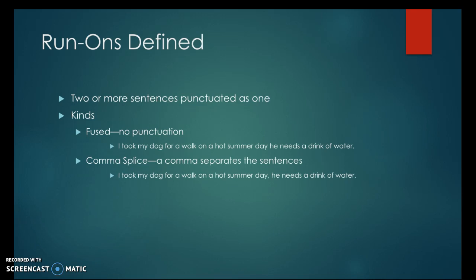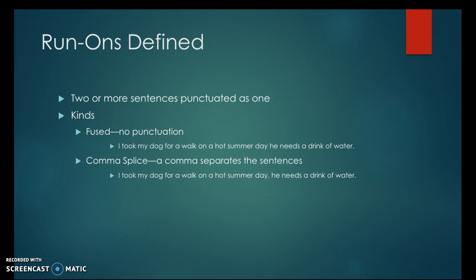A comma splice, on the other hand, is kind of like a yield sign. So we know that there should be a pause. We put a comma there instead. There should be some other kind of punctuation, maybe a period, maybe a semicolon. But we put a comma there. It signals a pause, but not the right kind of pause. And so, I took my dog for a walk on a hot summer day, he needs a drink of water. The idea behind both of these and why they're incorrect is that complete thoughts need to have the correct punctuation.